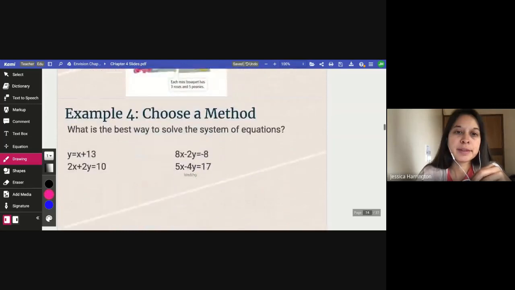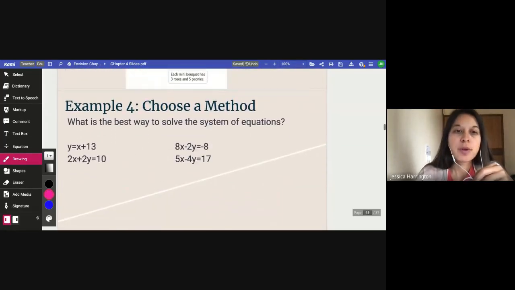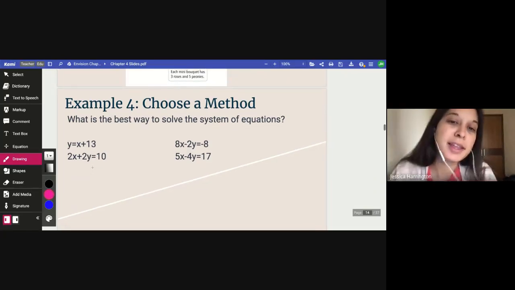Let's see. Let's try this one. Okay. So sometimes also, let's focus on this one here, and then we'll go over this one live. Well, maybe I'll do both. Let's see how much time we got.